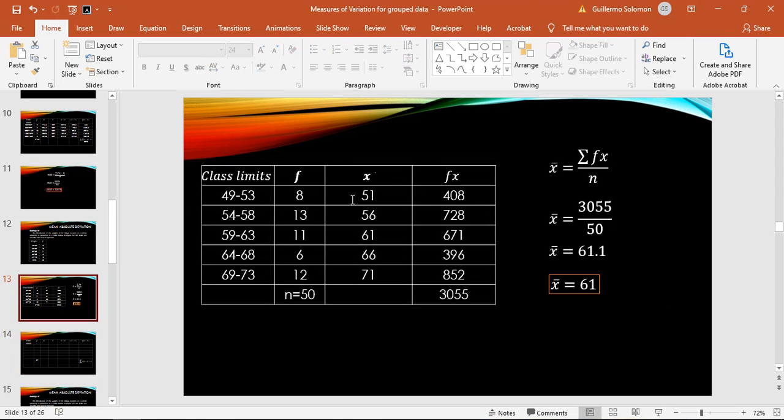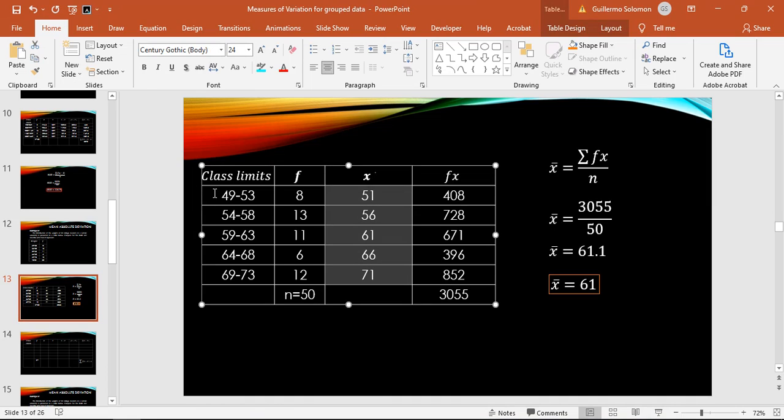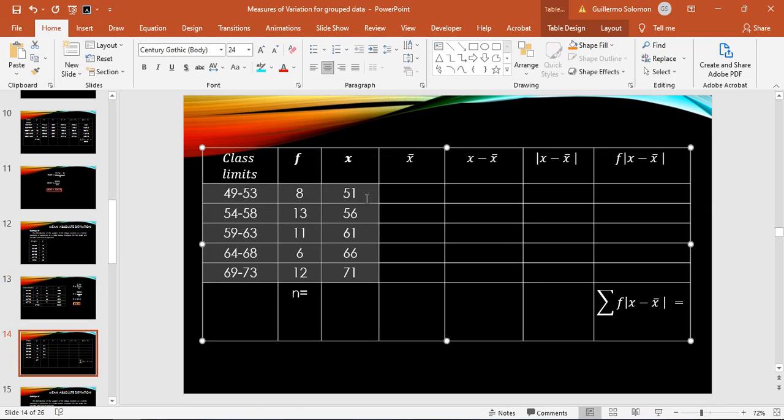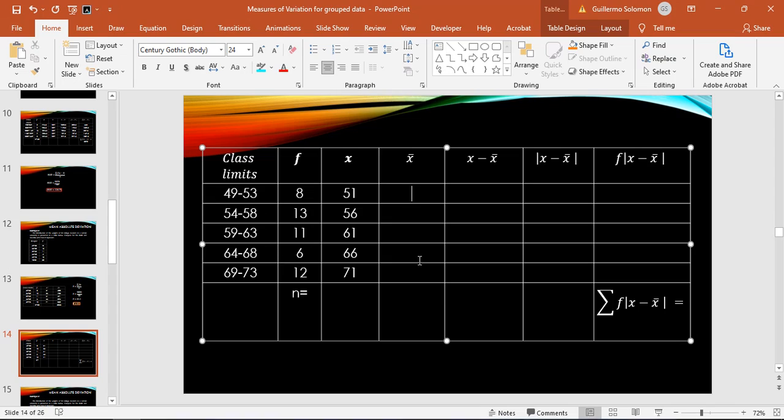So, kinopya ko lang tong class mark, itong data dito. And yung 61 na nakuha natin sa mean. Okay, 61, 61, 61, 61, 61. Okay? So now, get the difference of the class mark and the mean. Okay? So 51 minus 61, that is negative 10.